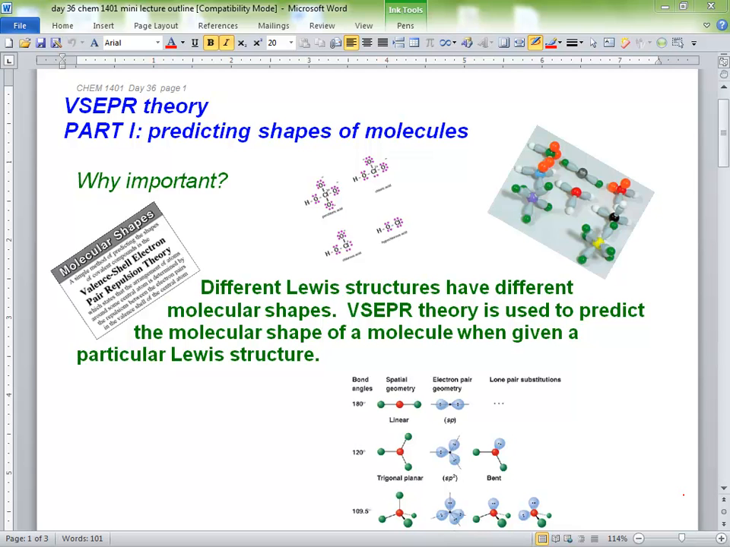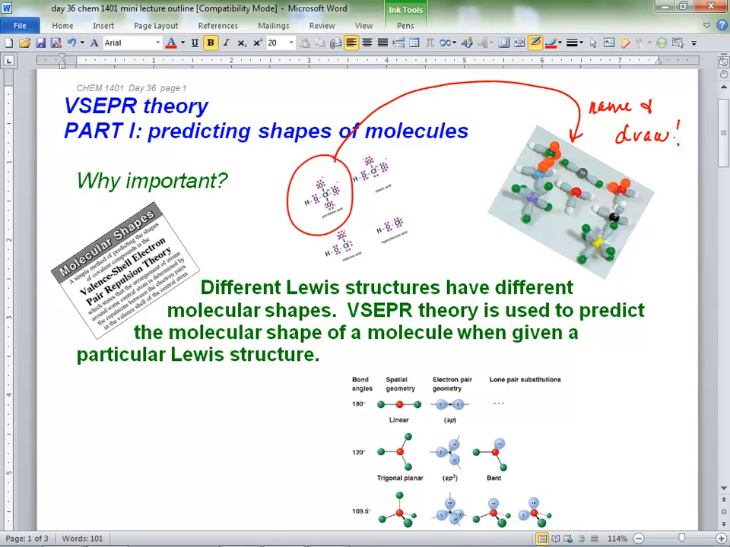VSEPR theory, part 1, predicting shapes of molecules. Okay, what we are going to do is try to draw the best Lewis dot structure that we can, and then we're going to try to name it and draw it.